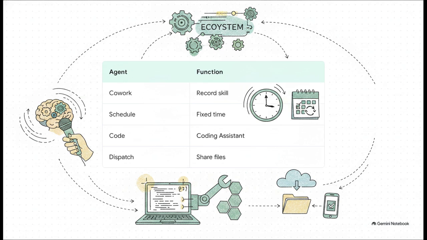Then there's Schedule. This runs on a fixed frequency. So say you want to automate your LinkedIn posts every single morning at 9 a.m., Schedule handles it. Next is Code, which acts as your personal coding assistant. It uses connectors. Think of them as digital bridges, letting Claude talk directly to your other software to execute commands just based on your prompts.